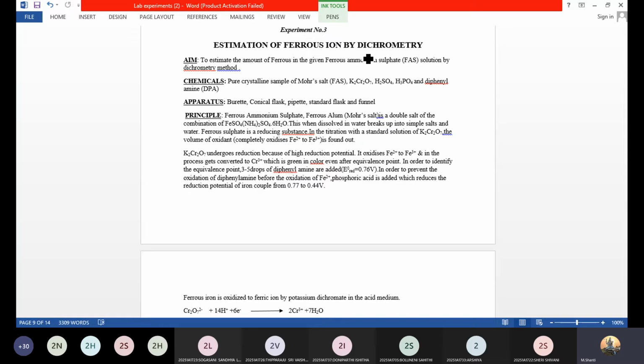We'll see how this procedure is different, or what the principle behind dichrometry is, and how it changes from permanganometry. The aim remains the same, to estimate the amount of ferrous in the given ferrous ammonium sulfate salt solution by using the dichrometry method. The chemicals keep changing. You have K2Cr2O7 as the titrant, then sulfuric acid, phosphoric acid, and an indicator. Diphenylamine is the indicator here. Please underline it because you will be asked what the indicator is in your viva questions.